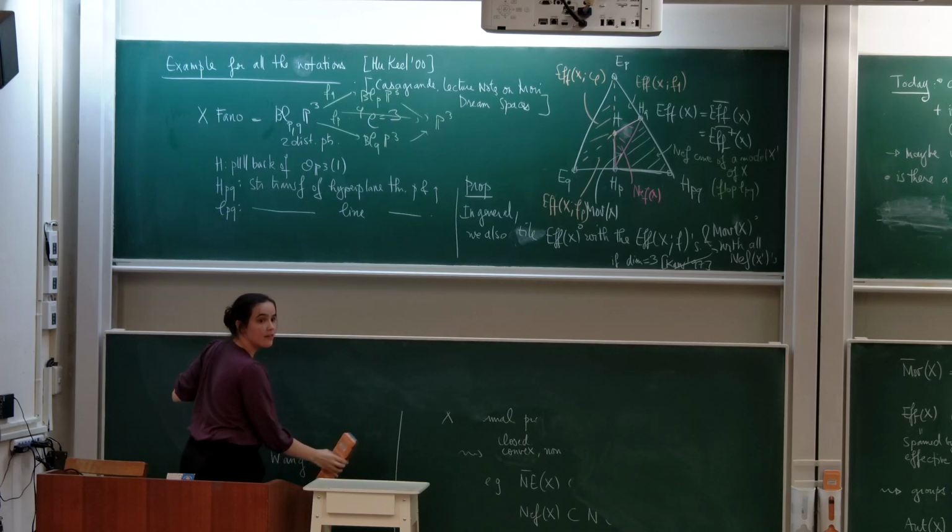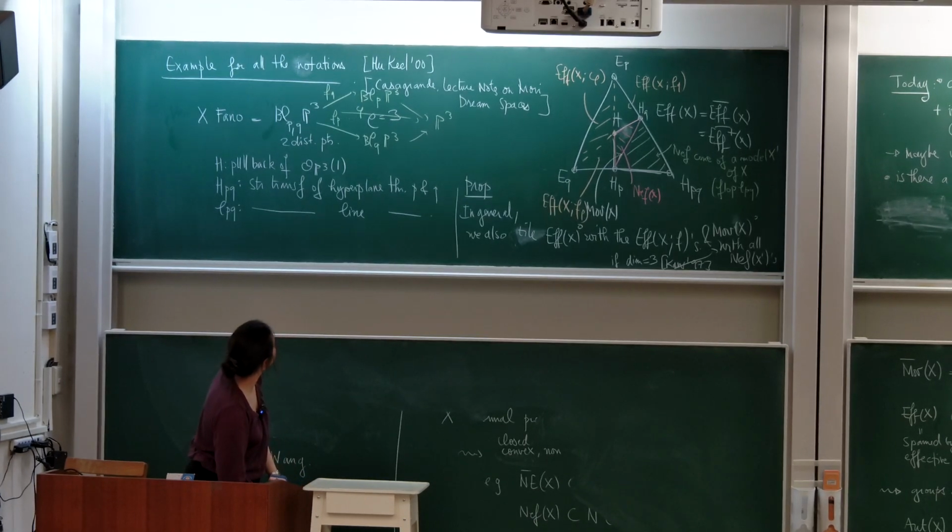Yes? In the example, how to define delta? Well, that's a good question. X is Fano, so minus KX is ample. So you just take a multiple of it so that you have some sections. But here you can be lazy and not even do that. And then you just take a general section so that you have a smooth divisor and do 1 over m of that.